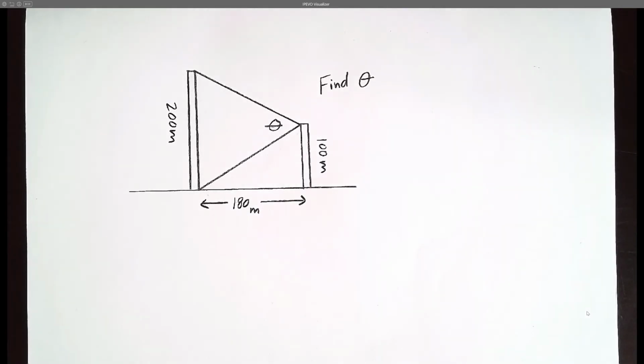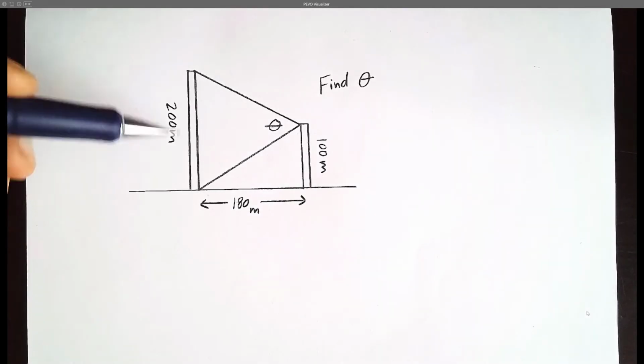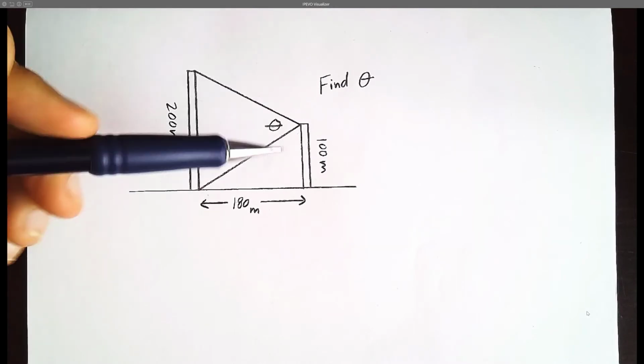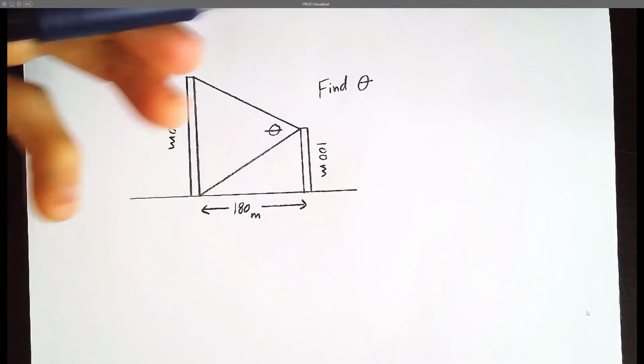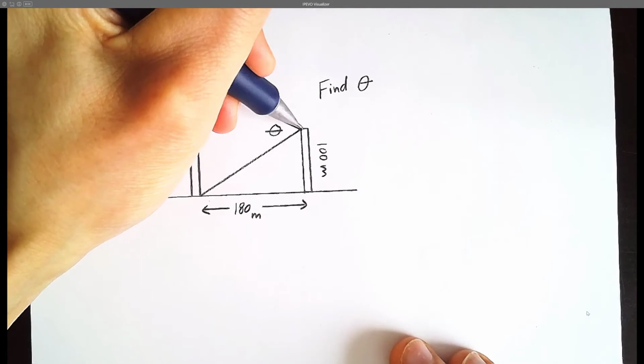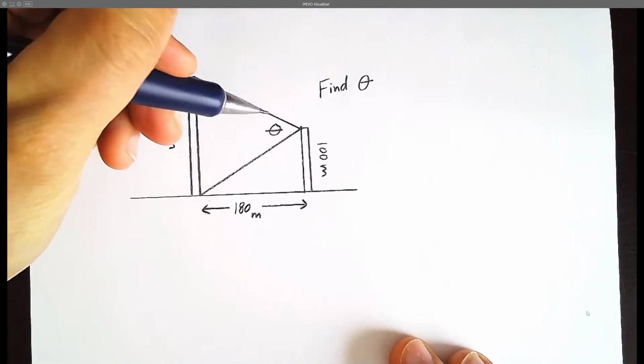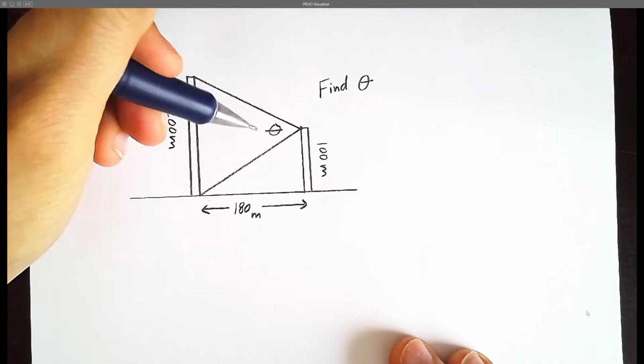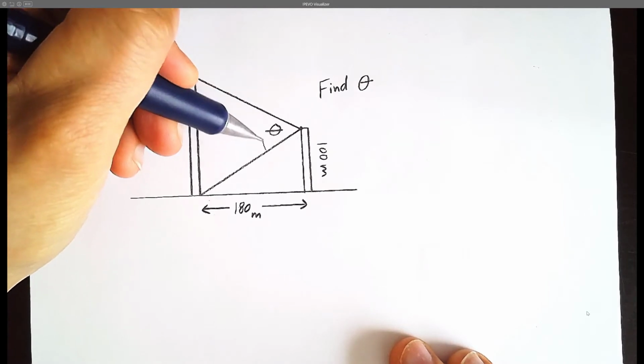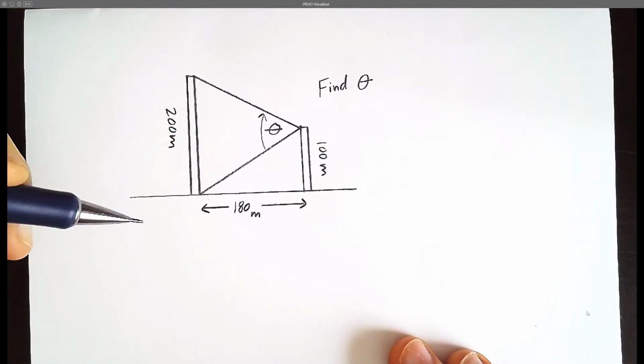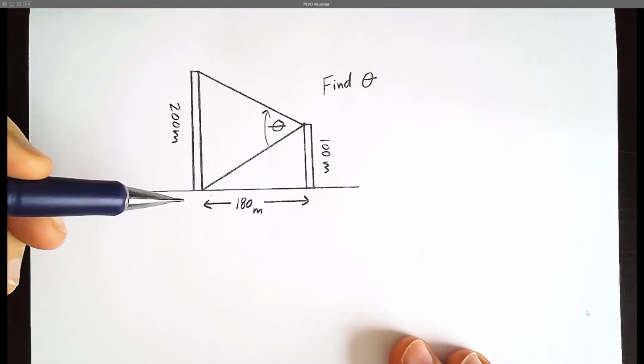Let's find theta. We have a tall building here that is 200 meters tall, and we have a 100-meter tall building. Perhaps you're an ant, or perhaps you're a small person here at the top. Just looking at the top and the bottom, how large is this angle? And the two buildings are 180 meters across.